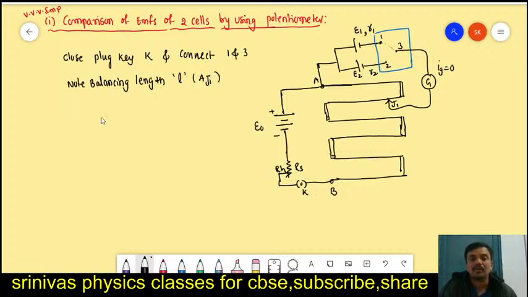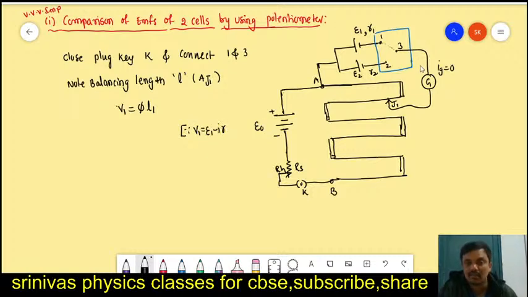Now what do we have to do here? According to the potentiometer principle, we know that the potential difference across AJ1 is equal to phi L1. This is the potentiometer principle. The AJ1 length is L1, that is the balancing length. Phi is the potential gradient, we know that. But this potential difference across AJ1 is equal to the potential difference across the cell. What is the potential difference across the cell? It is nothing but the terminal voltage, which we write as E1 minus I R1.